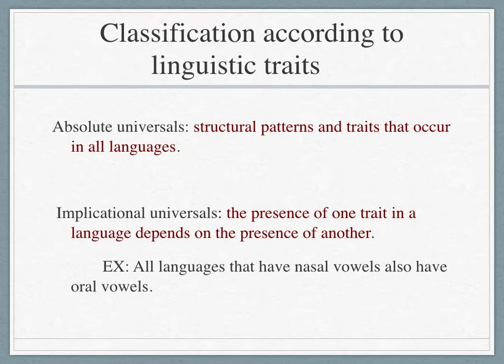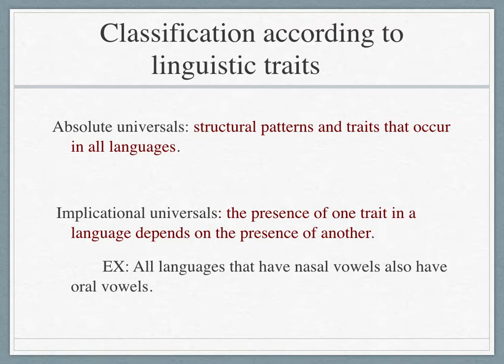And then building from that, we recognize the importance of implicational universals. And this concept applies in many other academic and scientific domains. It's important in linguistics as well. So, whereas an absolute universal is in every language, an implicational universal means that the presence of one trait in a language implies that something else also exists in the language.